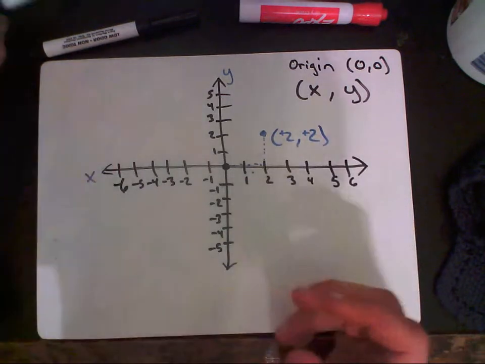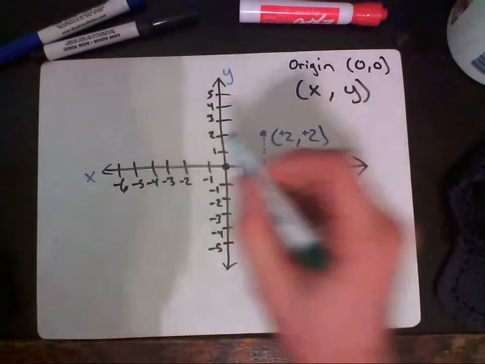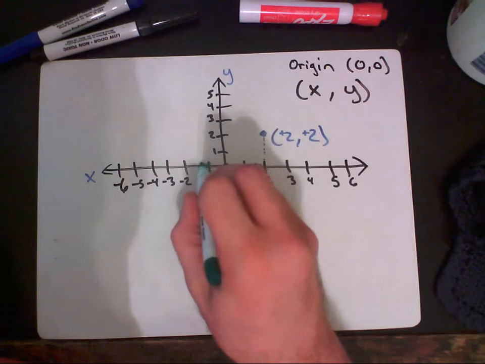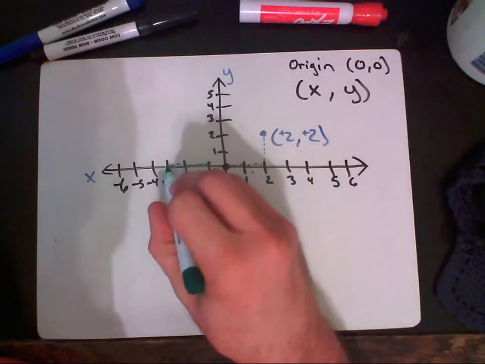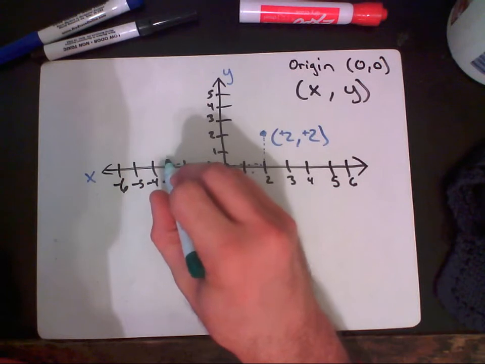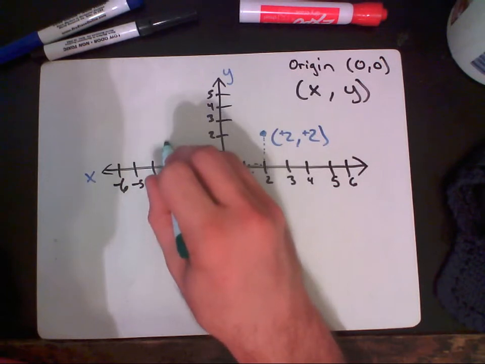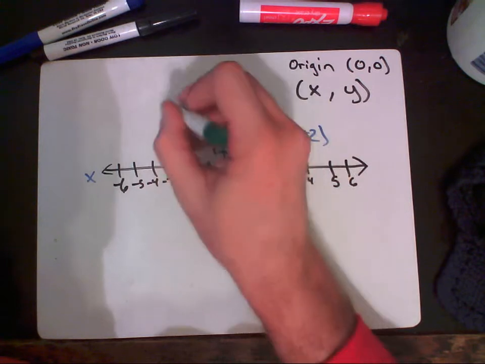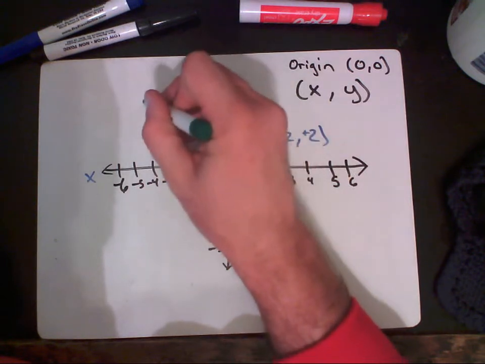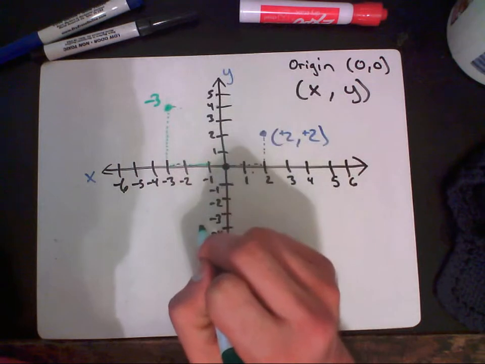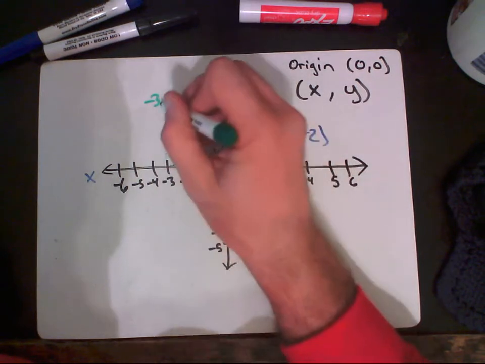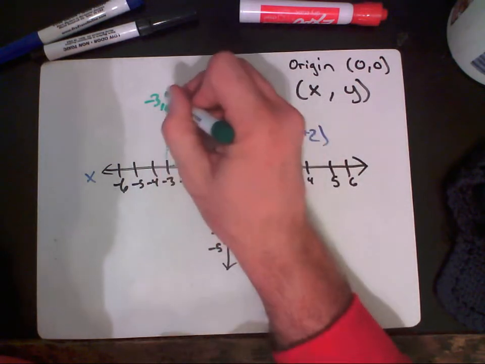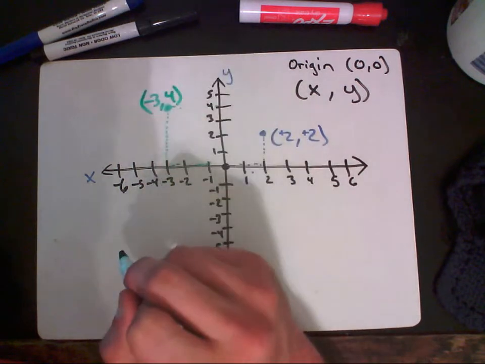In the same token, let's try negative 3, 4. So negative 3 units, and this looks like it's going all the way to 4. I'll go negative 3 units on the x-axis, then 4 units on the y-axis.